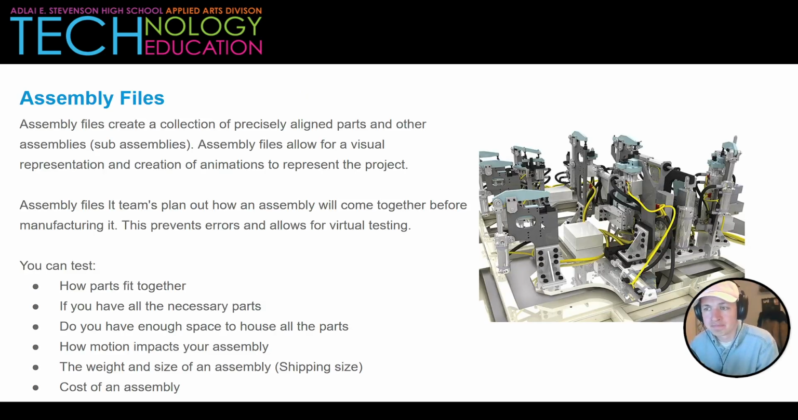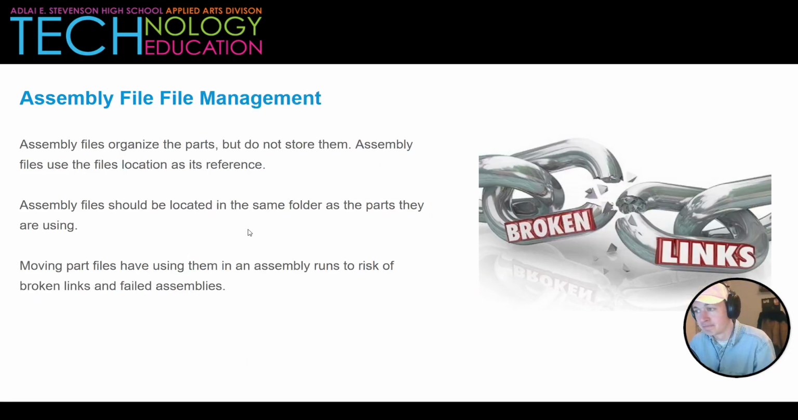So assembly files, why we create them: so you can see how parts fit together. You can have all the necessary parts. You can check if you have enough space to house all the parts, for instance, if we're creating an engine and we're throwing it into a car eventually and it's just too big. How motion impacts your assembly: are there any conflicts, like an arm can't move all the way because it hit something else? The weight and size of the assembly and the cost of the assembly. So assembly files are really important for the end stages of manufacturing.